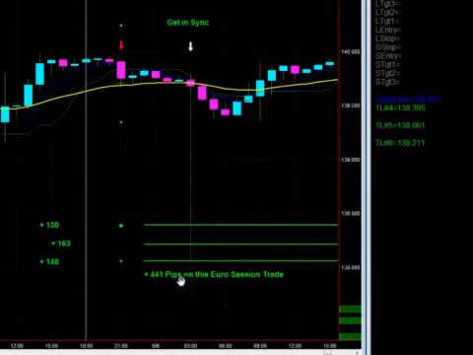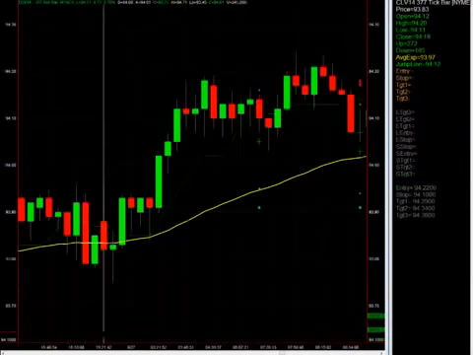The trade made 163 pips, 441 pips on one single trade on an hourly chart trading the euro yen with the Trend Jumper Reversal Trader. Trades great on futures as well. This is a chart of crude oil futures. We trade this every day in the live trade room with Trend Jumper.